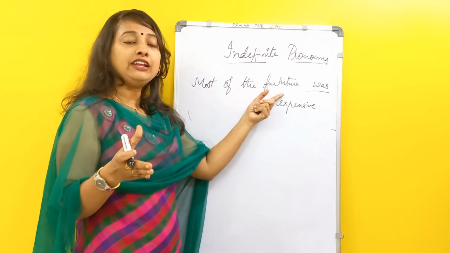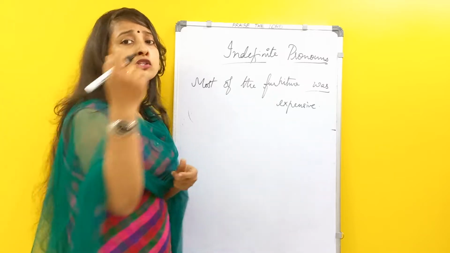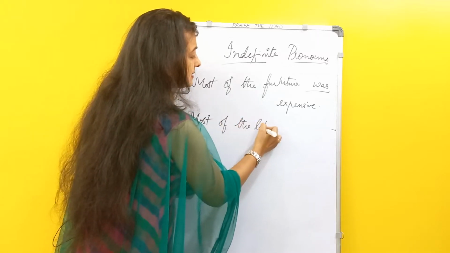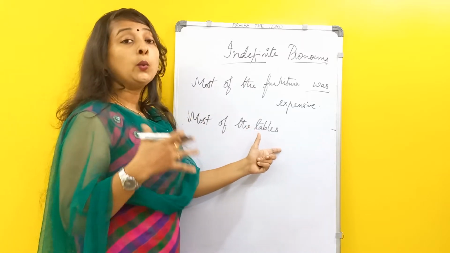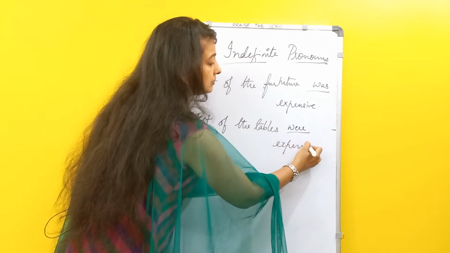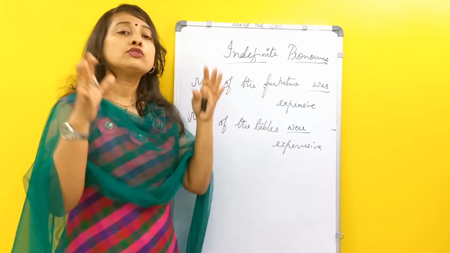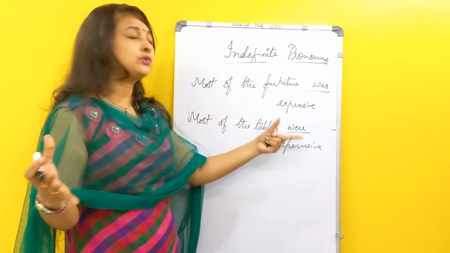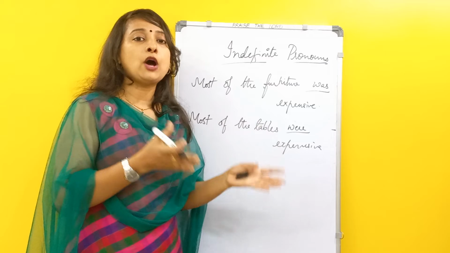Now if instead of telling furniture as a single unit, if we go for countables like most of the chairs or most of the tables in the same furniture shop, most of the tables were expensive, not was. It will become were expensive. That means each and every table there is expensive. So there it is becoming countable, it is becoming many. So the same most is being used as plural. So most is being used in singular form and plural form, whether it is countable or uncountable.